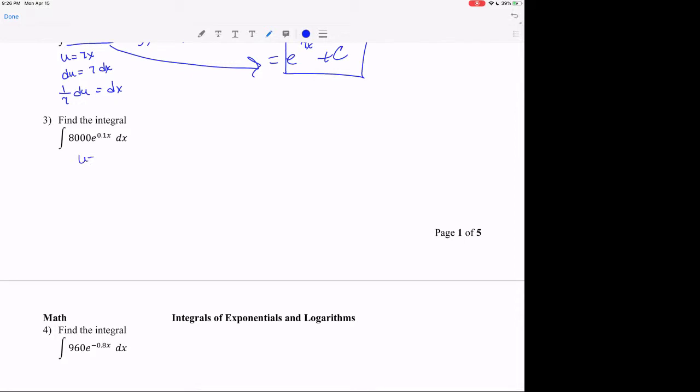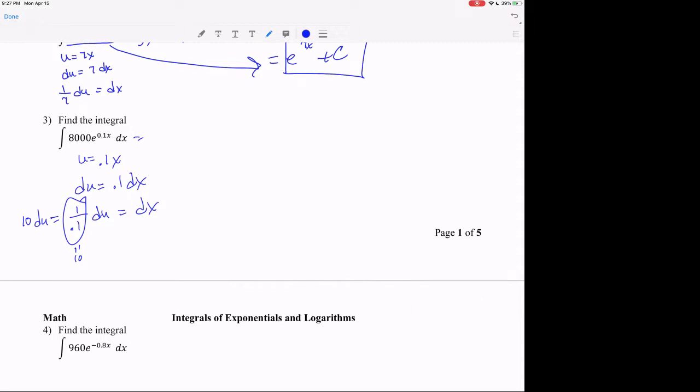So let u equal 0.1x. Then du equals 0.1 dx. So 1 over 0.1 du equals dx. So this is equal to 10 du. If you do this division, this right here equals 10.